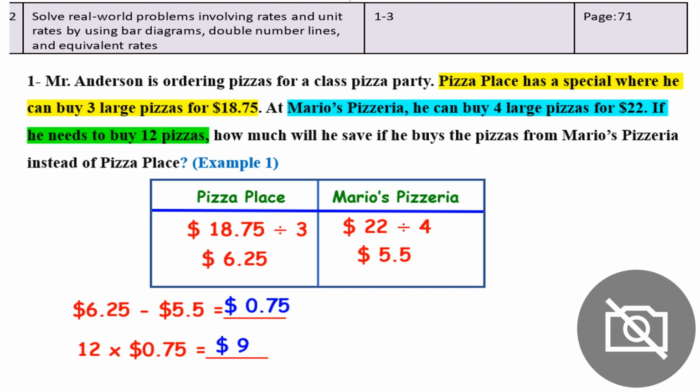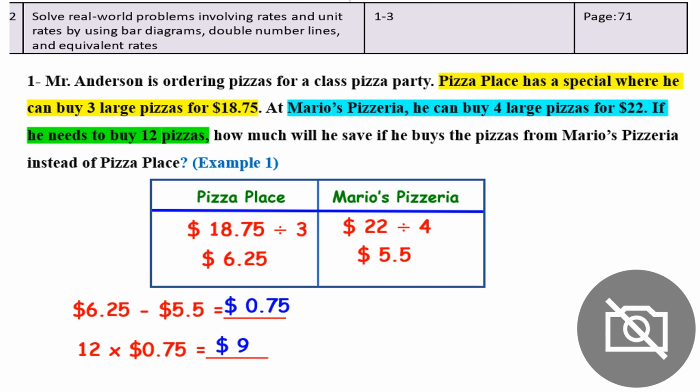See here, this is a real world problem. Here you see Mr. Anderson is ordering pizzas for a class pizza party. The pizza place has a special where he can buy 3 large pizzas for $18.75, and in another one you can buy 4 large pizzas for 22. So here, 3 pizzas for 18.75, 4 pizzas for 22. If he needs to buy 12 pizzas, how much will he be saving if he buys from Mario's Pizzeria?